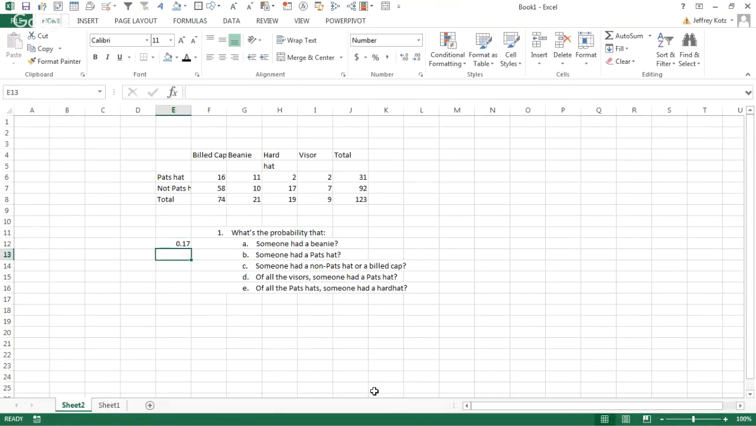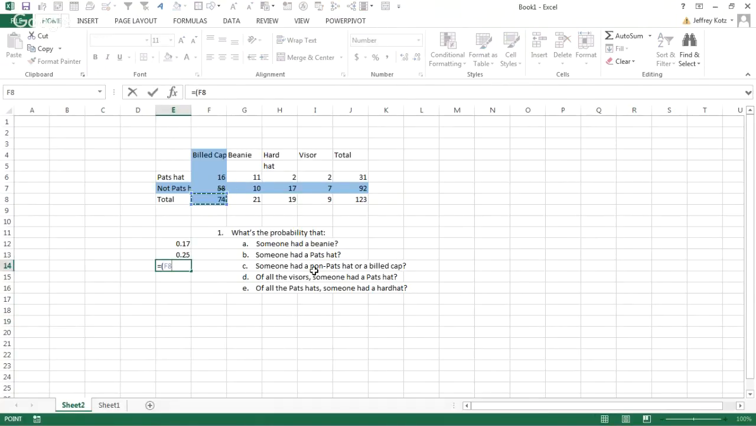Escape and onwards. Someone had a Pat's hat. 31 people out of 123 is going to be about 25%. And it looks good. Someone had a non-Pat's hat, which is 92, or a bill cap, which is 74. But what I have to do for those two is, I'll just do this. Bill cap and non-Pat's. Can't double count 58. 74 plus 92 minus 58, divided by 123, about 0.88.